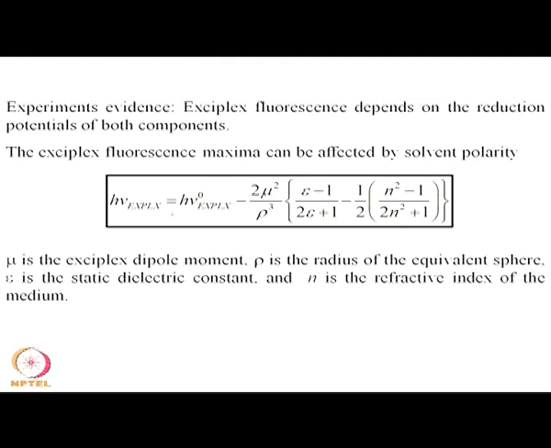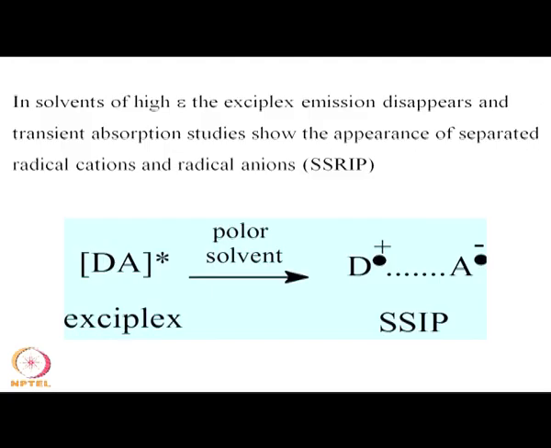So this is h nu exciplex equal to h nu 0 exciplex, and then this is related to the solvent polarity and of course the radius of the equivalent sphere. Exciplex fluorescence depends on the reduction potential, and as I told you, it also depends on the solvent polarity; that is, the fluorescence maximum. This will be a clear-cut diagnostic of whether it is excimer or exciplex. In solvents of high dielectric constant, exciplex emission is found to disappear, and transient absorption studies show the appearance of separated radical cations and radical anions.